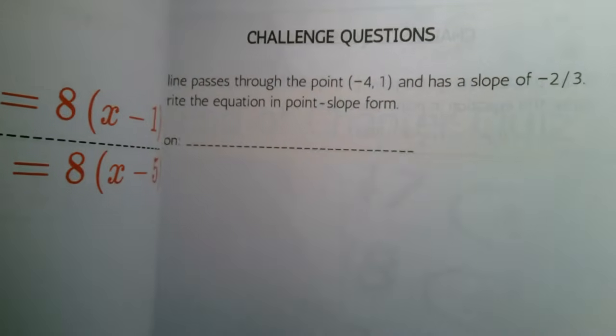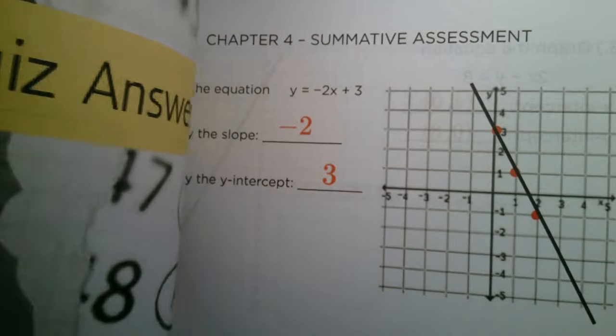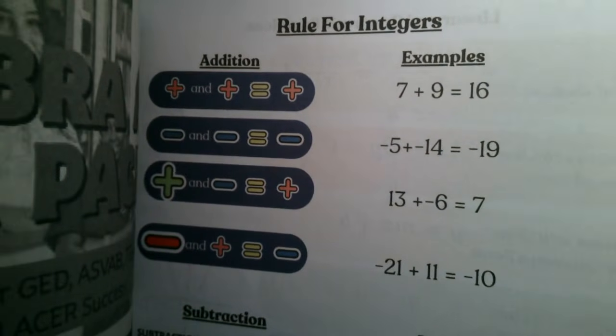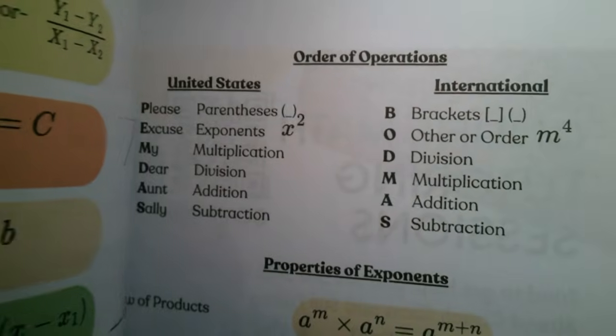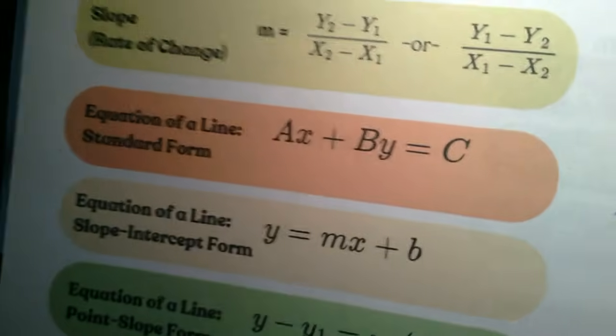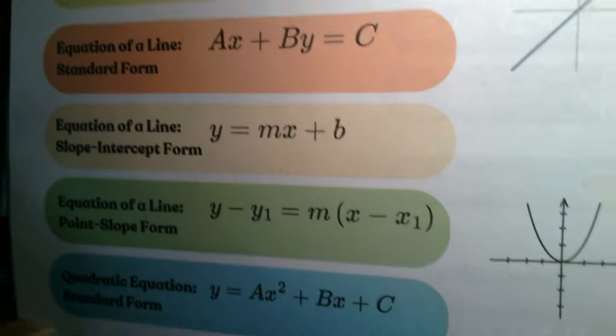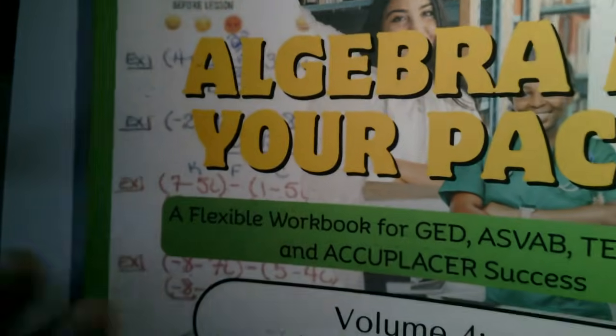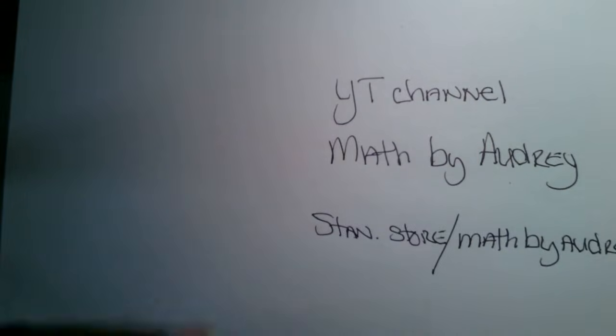All right? And in the very back, I always give a quiz, but then also, just in case you can't remember most of your rules, I give you those rules of integers. I also give you the order of operations, the properties of exponents, as well as everything dealing with linear, because that's what's happening within this book. So all of my books, all of my resources, even the codes.